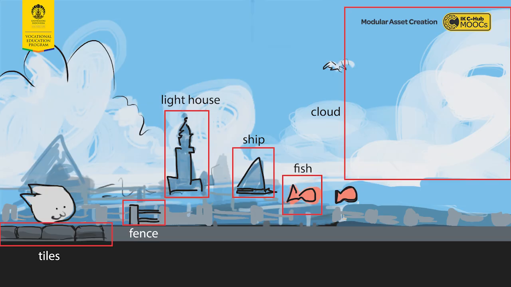Alright, let's return to the concept that we already made. Now, identify the environment assets you need to create. It's important to consider the layering order of the game as well. In the foreground, I'll make the tiles that look like rocky blocks, and for the middle ground, it'll be fences and the fish. For the background, the assets will be ocean, lighthouse, ships, and clouds.